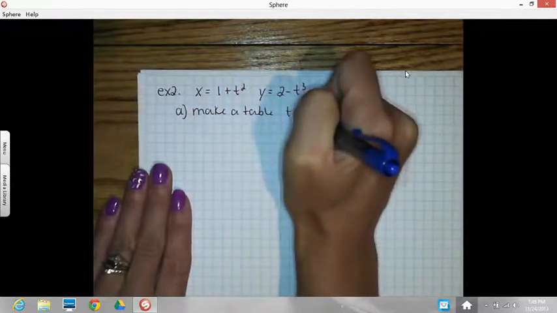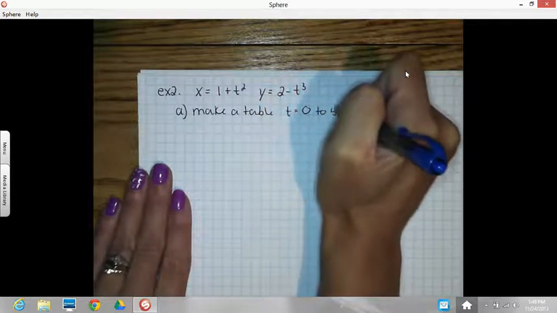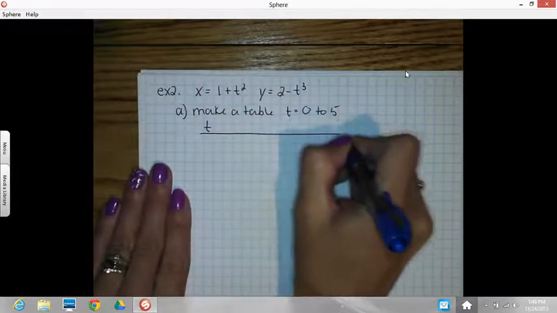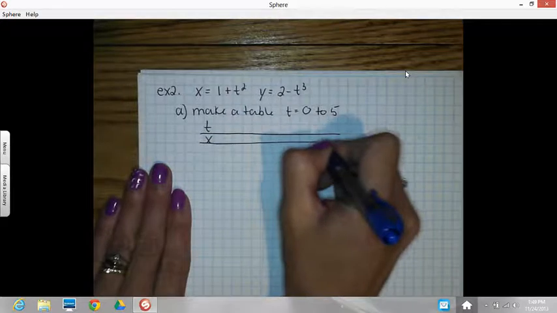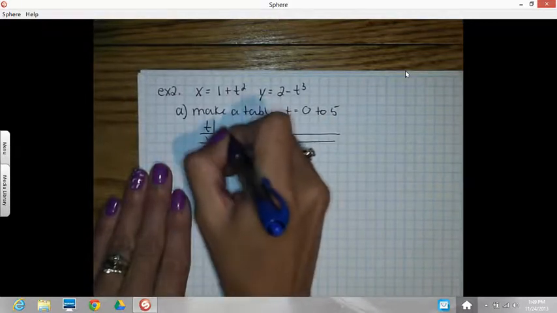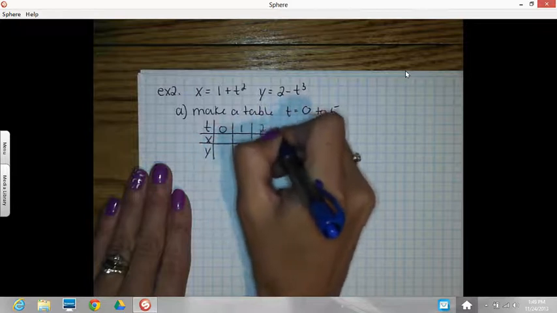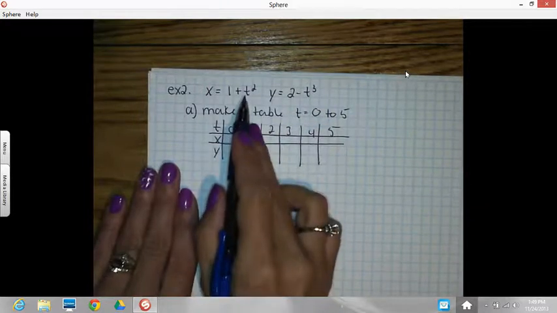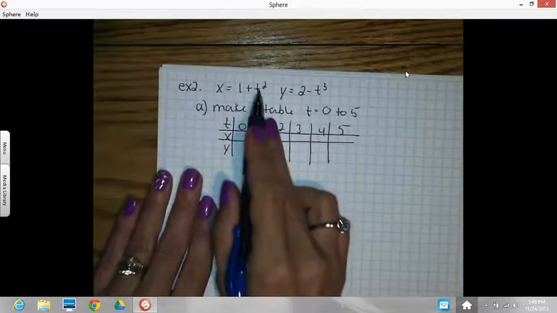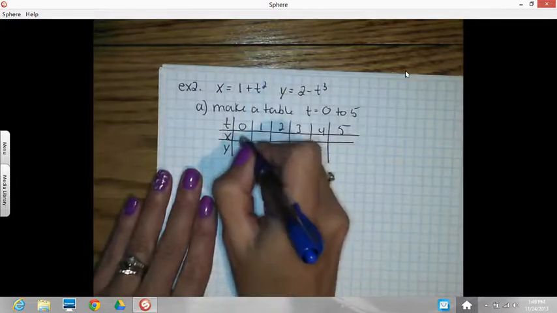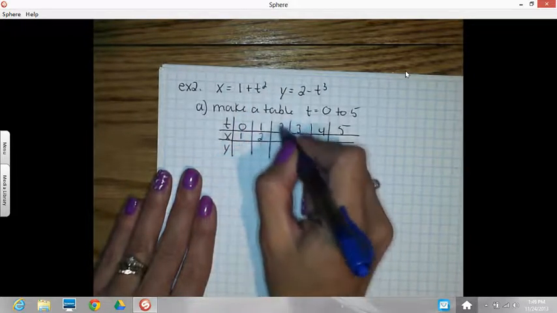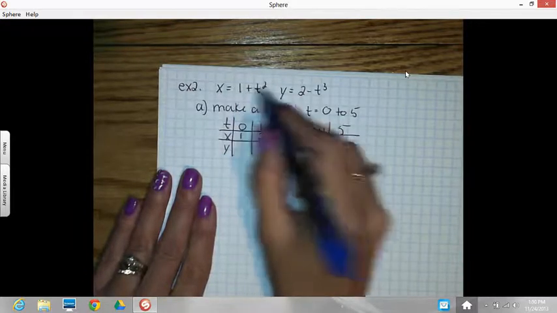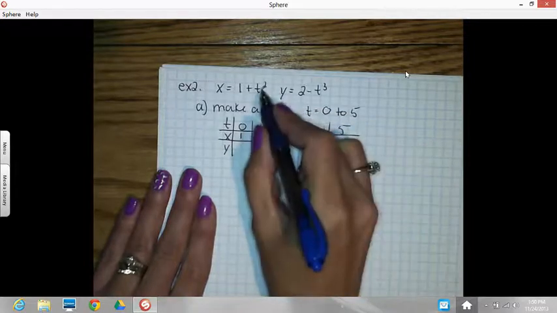Make a table from t equals 0 to 5. So we'll go by 1. So it's a 3-row table because you've got t, x, and y. So 0, 1, 2, 3, 4, 5. And you could just plug in the t. I think it might be quicker than grabbing the calculator. So 0 squared plus 1, 1 squared plus 1, 5, 9 plus 1 is 10, 16 plus 1 is 17, 25 plus 1 is 26.